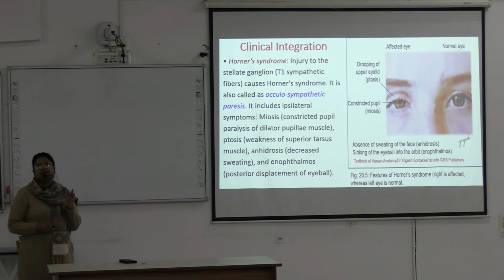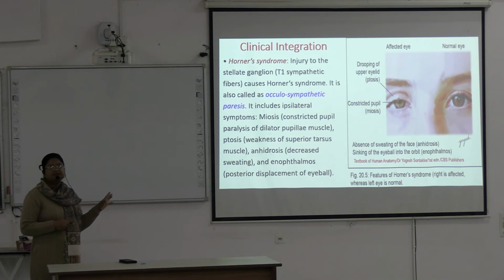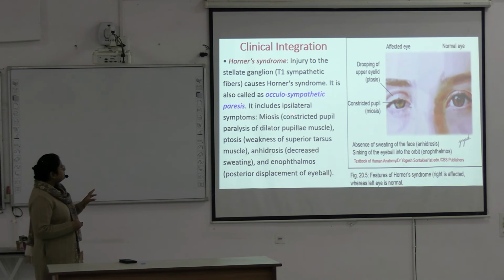So if it gets paralyzed due to loss of this nerve supply, T1 sympathetic nerve supply is lost, there will be miosis, constriction of the pupil. Then there is ptosis, due to weakness of the superior tarsal muscle. Anhidrosis, there is decreased sweating, and enophthalmos, posterior displacement of the eyeball. So these are the 4 symptoms you will see in Horner syndrome.